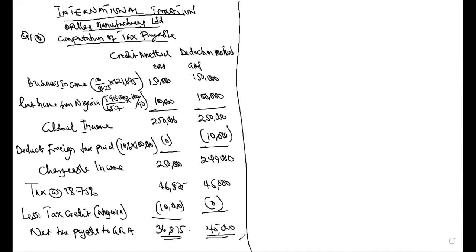Because under the credit method, the taxpayer will be paying 36,875, the taxpayer will be making some savings. That will be 45,000 minus 36,875, which gives you 8,125. So you see that the taxpayer will prefer the credit method to the deduction method.